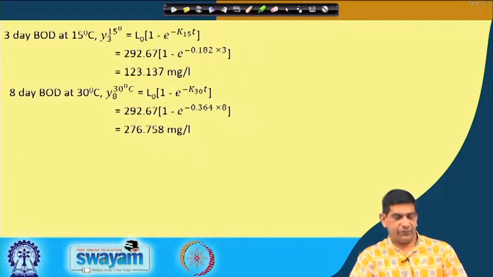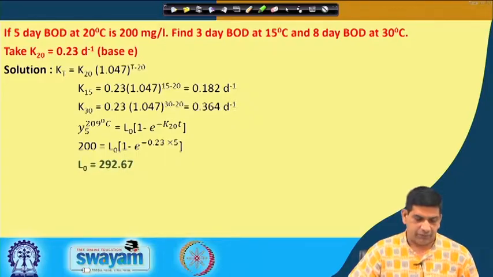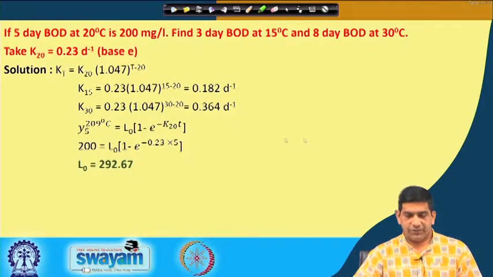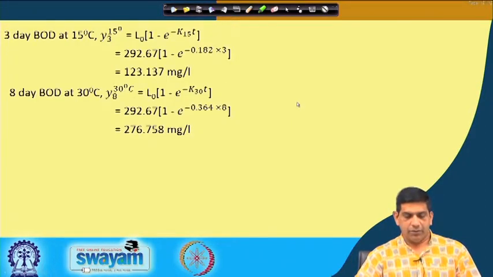8 days is very close to the ultimate BOD actually. 3 days is much less, and 5-day will be in between. The 5-day was 200, isn't it? So that's how we calculate these BOD numbers, looking at the K value as a function of temperature and all that.